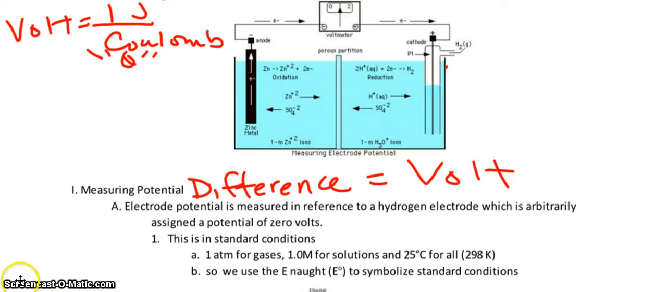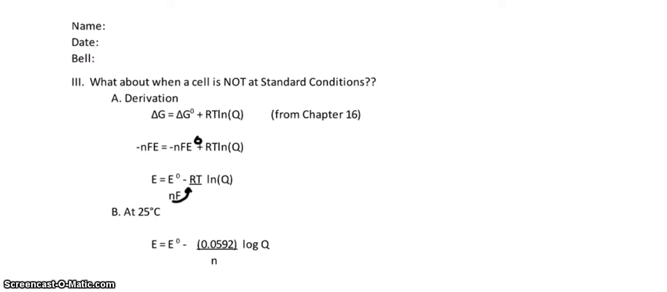So what happens then if we're not at 25 degrees? If we are not at 25 degrees, then we need to use the new temperature and possibly the new concentrations to figure out the effect that the new conditions are going to have on the cell potential.